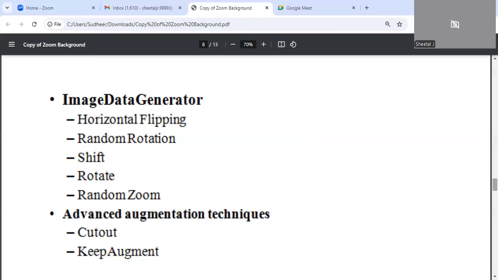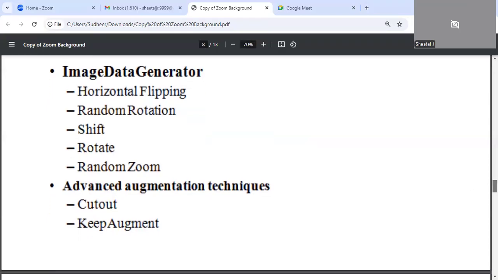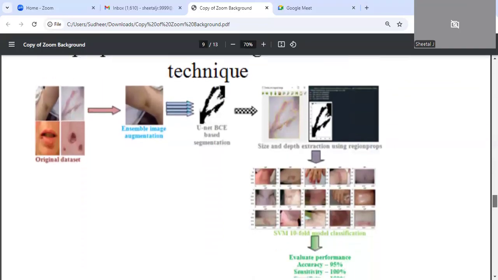Then in the advanced augmentation techniques, we are making use of the cutout and keep augment. Cutout takes two parameters. The first one is the number of patches, and the second specifies the length of each patch. And in the keep augmentation, as I told, it is used to keep the required part of the image, like the lesion part will be kept, and once the lesion part is kept, we will apply the cutout in order to remove the non-lesion part of the image. So these are some of the augmentation techniques that have been chosen here.